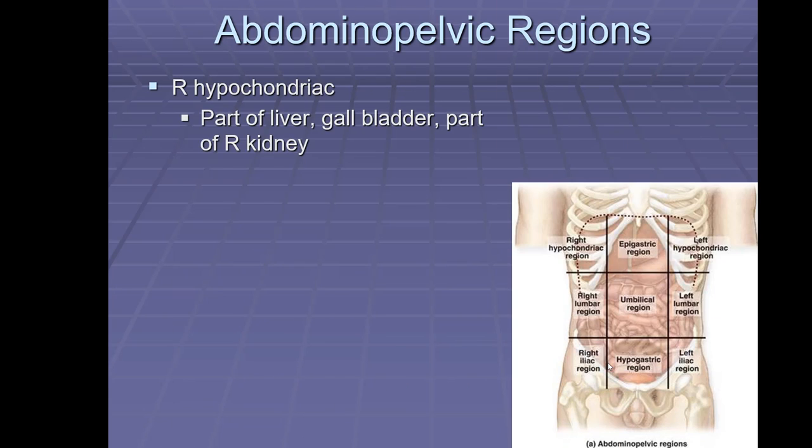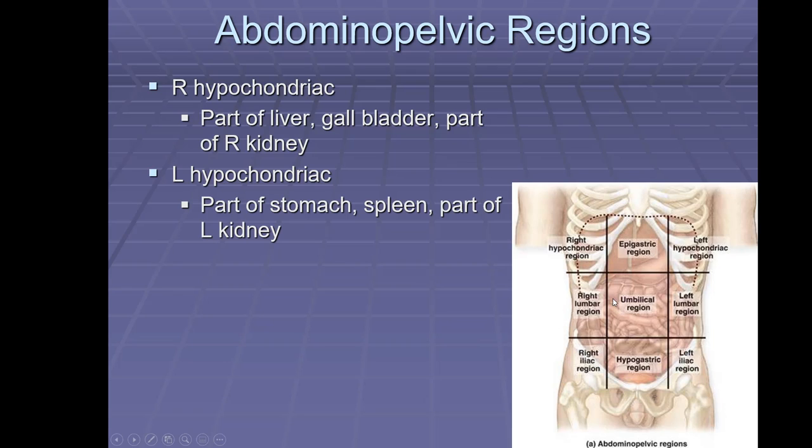So right hypochondriac, left hypochondriac. For the right, the big thing that stands out here is part of the liver again, and the gallbladder, which you can't see here, but the gallbladder is a structure attached to the liver. Left hypochondriac, getting a little bit of the stomach, which is this. Big thing here would be the spleen. The spleen is a lymphatic or immune organ that's found right here against your rib cage. And then part of the kidneys on either side.